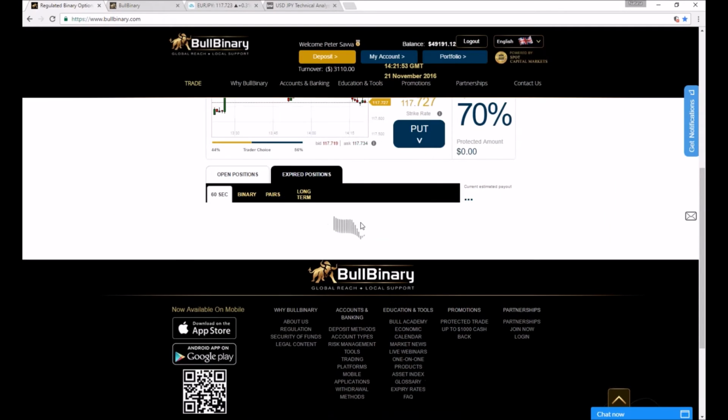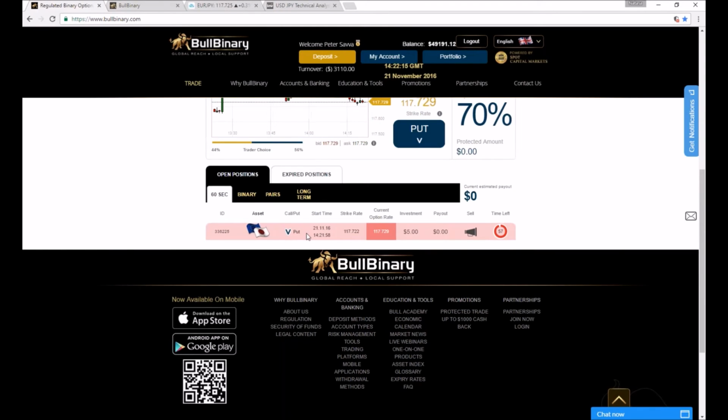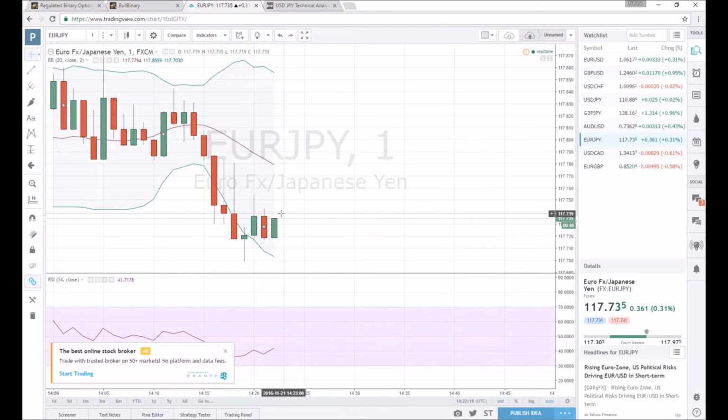As you can see, my previous position was a winning position, guys. There you go, win. Now we're going to go back to this position right here and keep an eye on it. This basically tells us that there's a trend going downwards. Of course, there are going to be a couple of green candlesticks after a red candlestick. It's not a big deal.